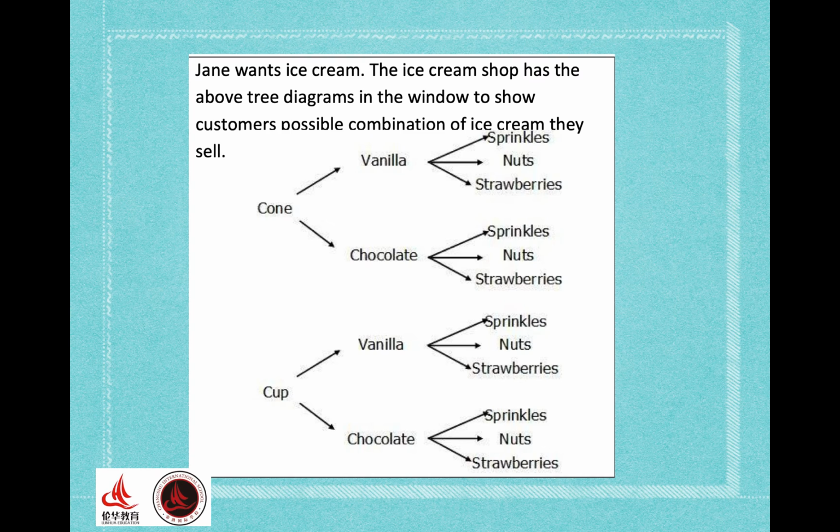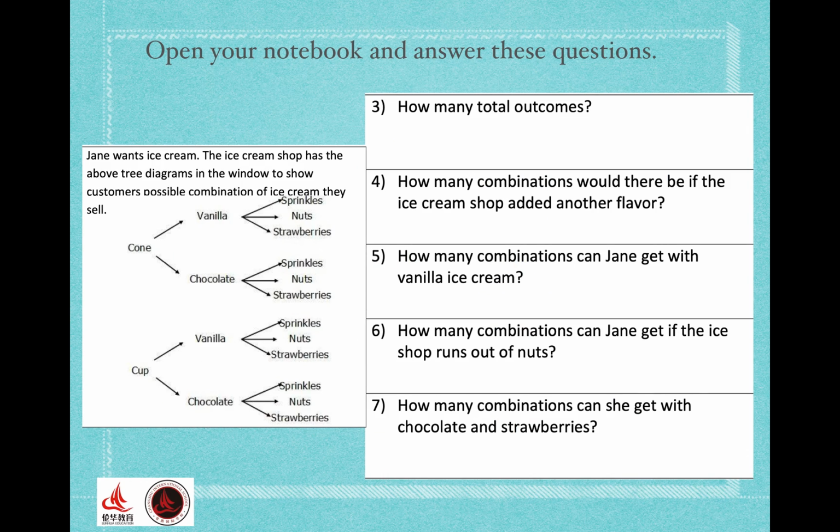Now let's have a look at the questions. Write these questions in your notebook. Open your notebook and see if you can answer these questions from the diagram. How many total outcomes are there? How many combinations would there be if the ice cream shop added another flavor? Remember, one of the flavors is vanilla and another one is chocolate. So if we add another one.